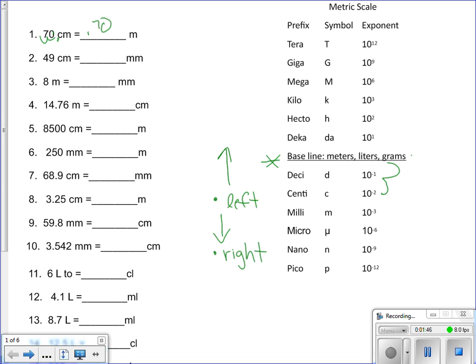All right, 49 centimeters, and we're going to millimeters. So centi to milli, we're going down the scale, so we move our decimal to the right. We went down 1 time, so we move our decimal 1 time to the right. Our decimal is understood to be to the right of the 9. So if we move that 1 time, it's 490.